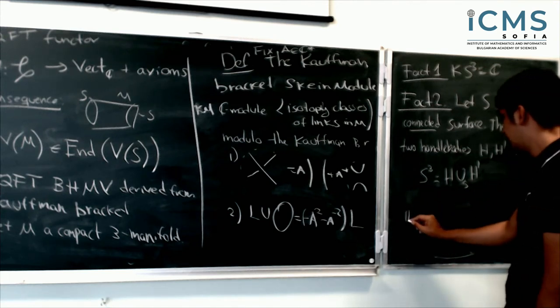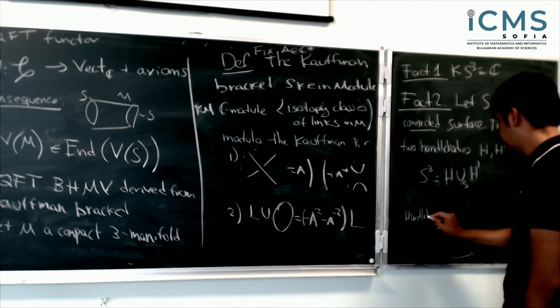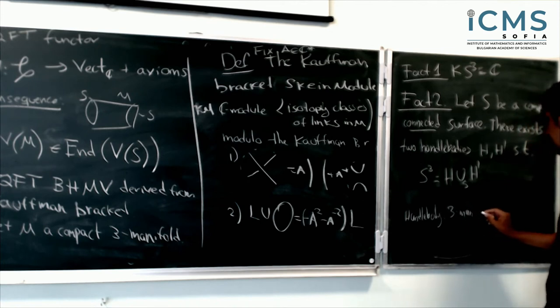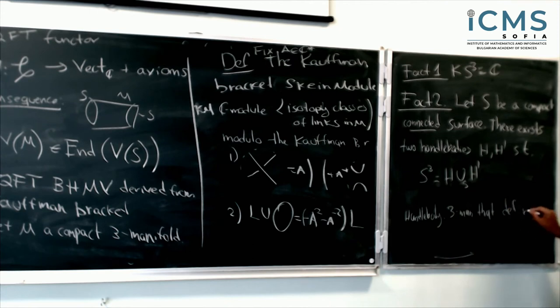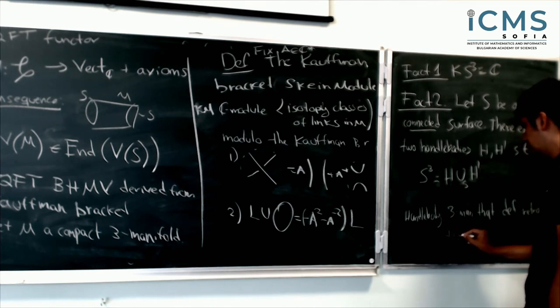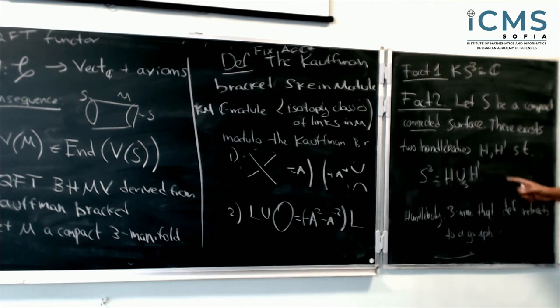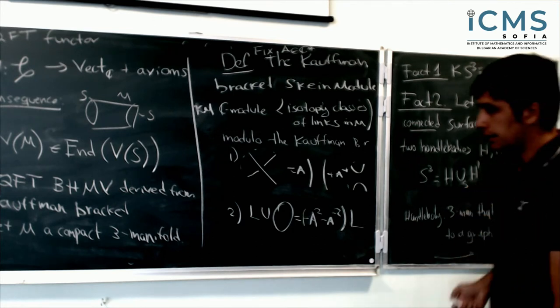So a handle body is a three manifold that deformation retracts to a graph. So we can think of these handle bodies as a tubular neighborhood in R3 of some graph. And this decomposition exists, and we will need it in the following.